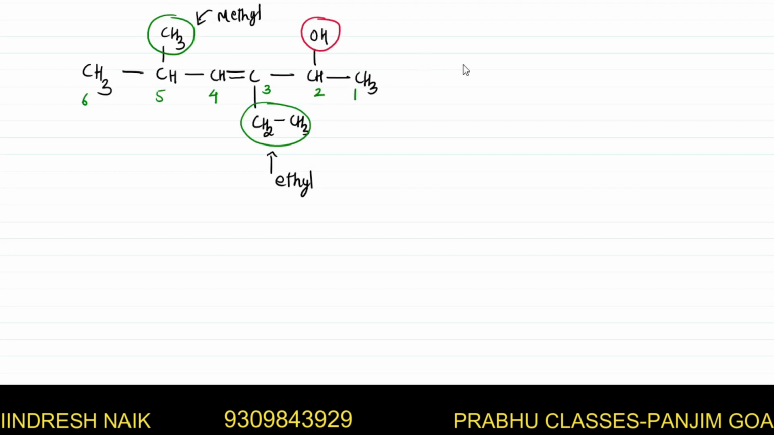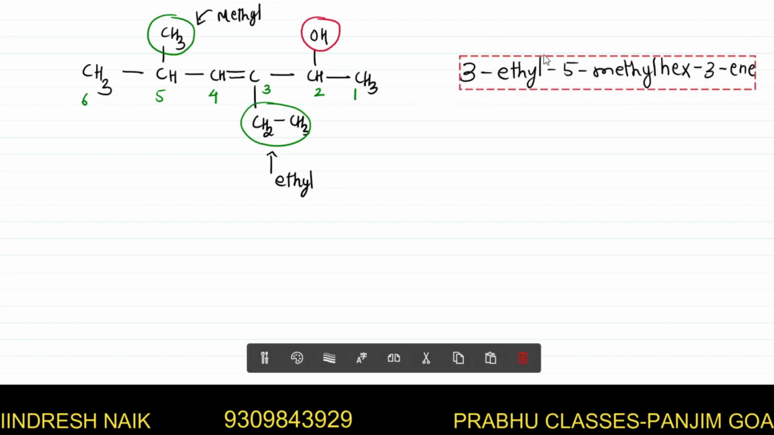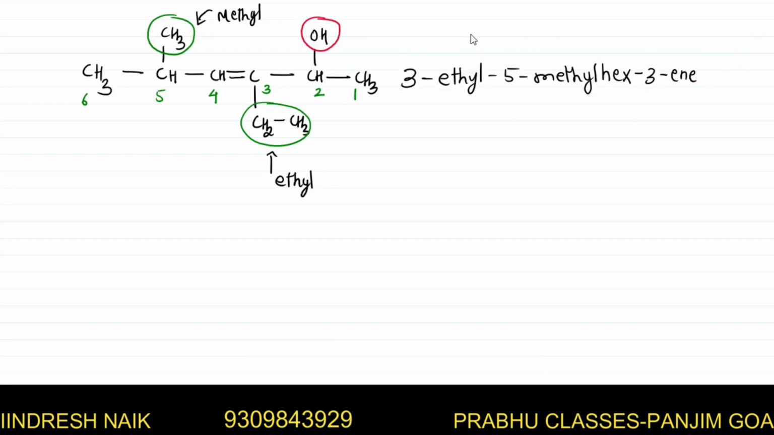So the name of this compound will be 3-ethyl, 5-methyl. And what is the word root? Word root will be hex because there are 6 carbons on the parent chain. Where is the double bond? Third position. So 3-ene. And you replace the last e of the primary suffix with the functional group. What position is the alcohol over here? On the second position there is alcohol. So 2-ol. This is how the naming could be done.